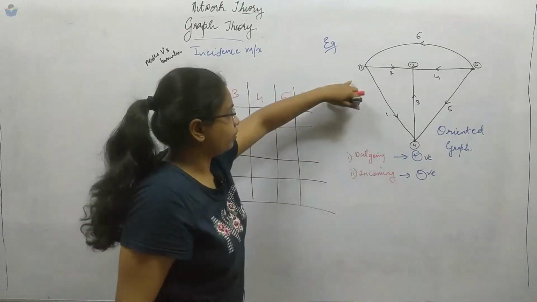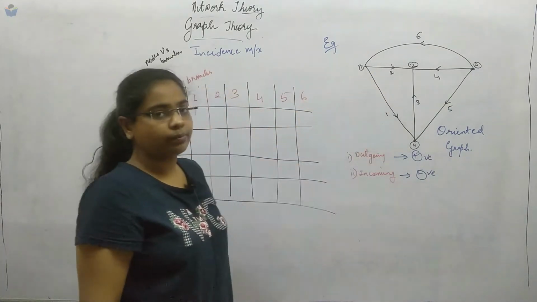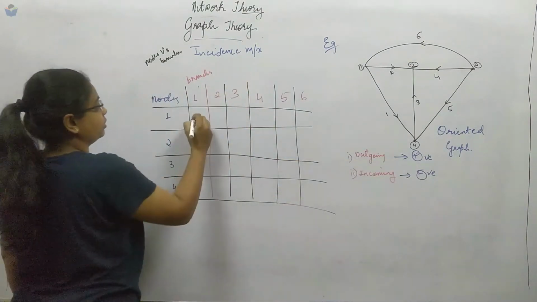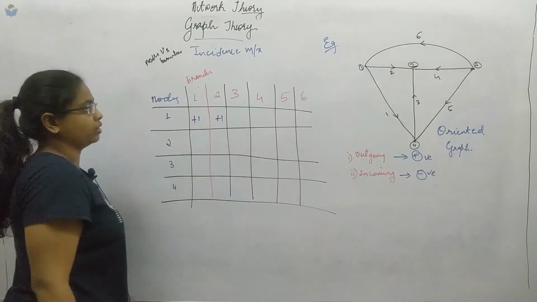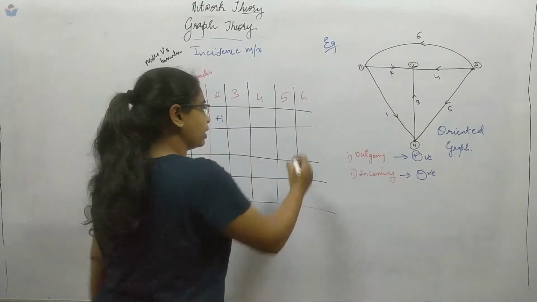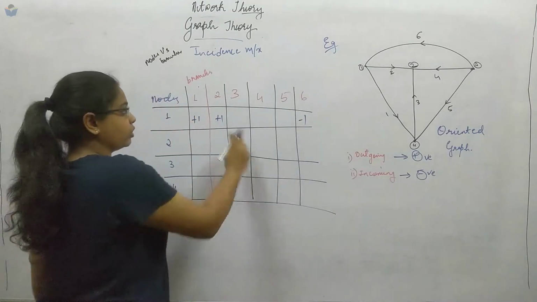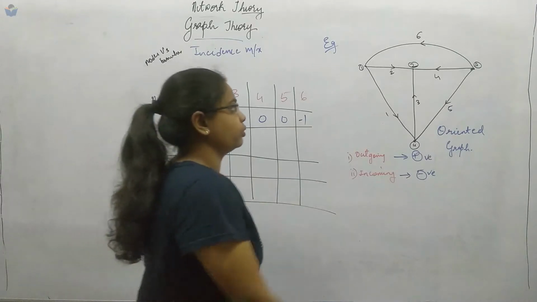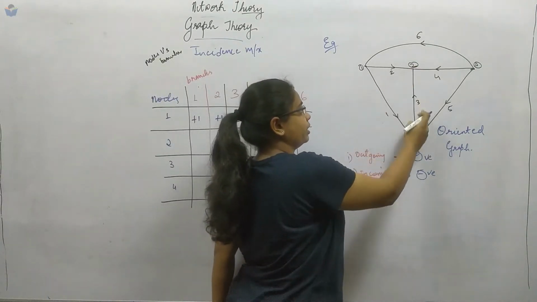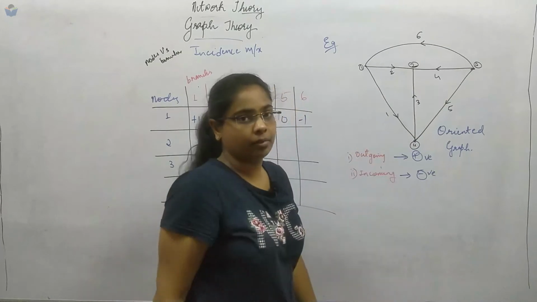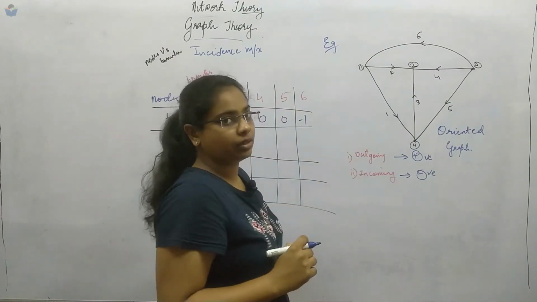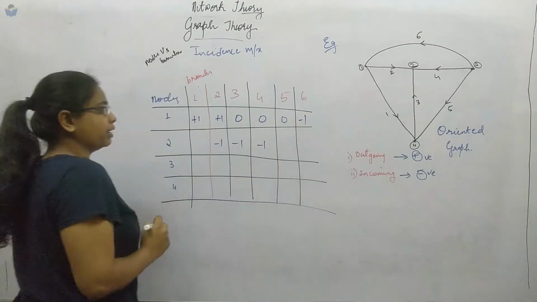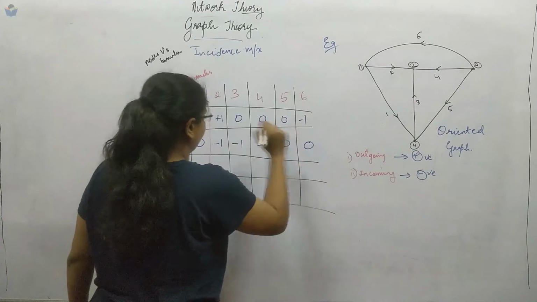Now branch 1 and branch 2 are outgoing, so I will write positive 1, plus 1 and here also plus 1. And 6 is incoming, so I will write this as minus 1. The rest of the branches will be 0. Similarly coming to node 2, 2 is incoming, 3 is incoming, 4 is incoming. All 3 branches are incoming at node 2, so I will write minus 1 for each. The rest will be 0.